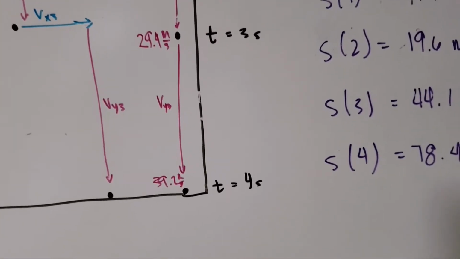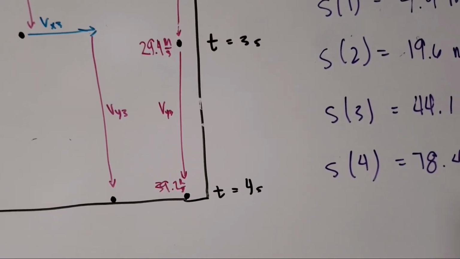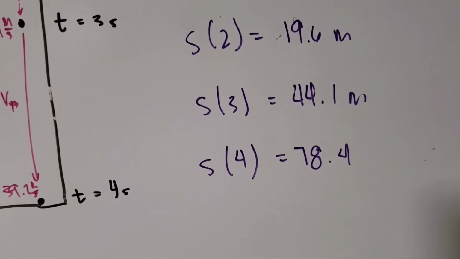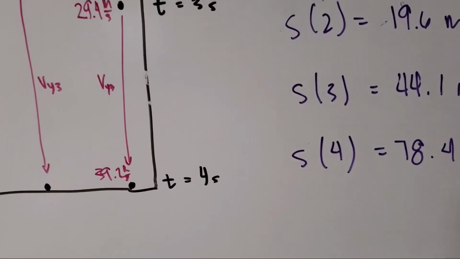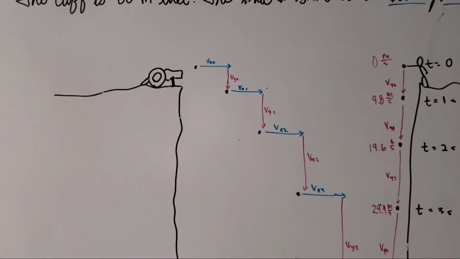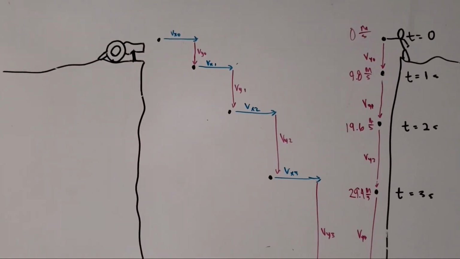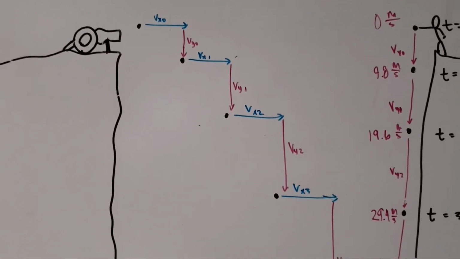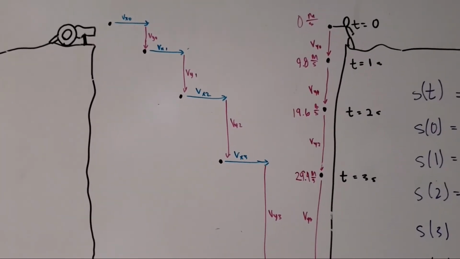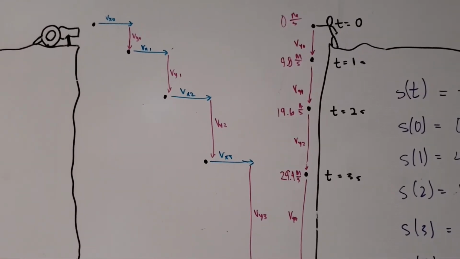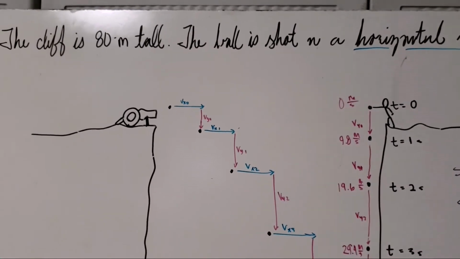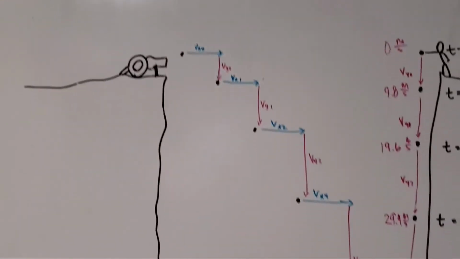And if the cliff was 80 meters tall, 78.4 meters is pretty close to 80, so it's essentially hit the ground after 4 seconds. And so you can see in this cannonball scenario, the only difference is that there's an x component, but the x component does not determine how much time the object is in the air. You could fire this thing at any horizontal velocity, and you would still get the same amount of time, given that you were firing this cannonball off of an 80-meter tall cliff.